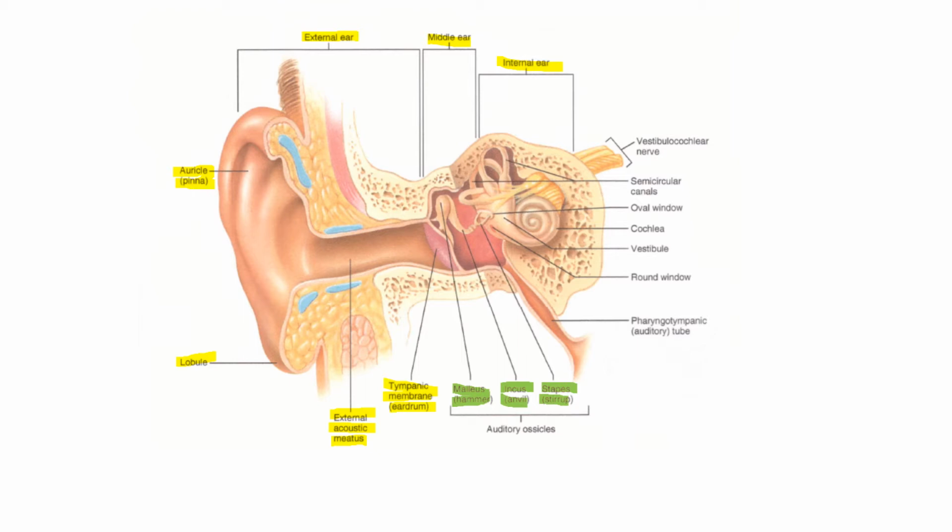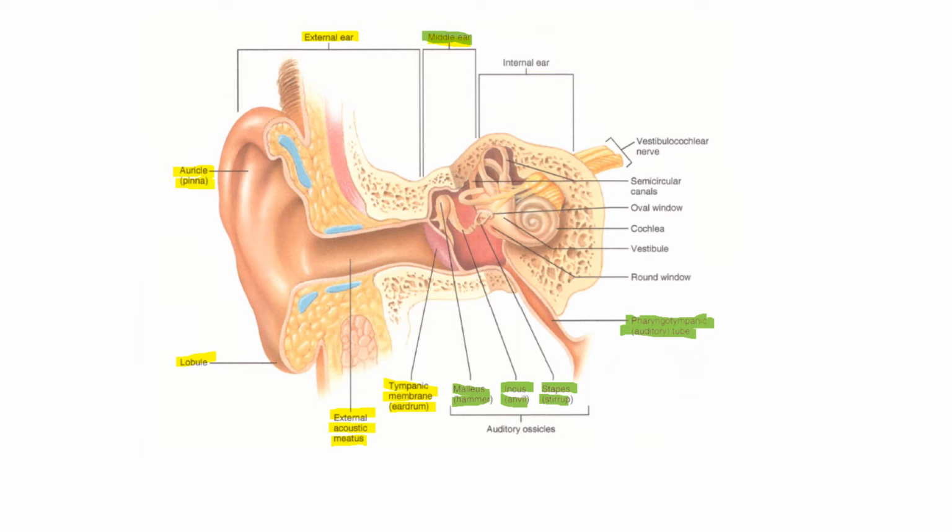And the other structure that we have in our middle ear is our pharyngotympanic tube. Sometimes we call this our auditory tube. Another word for this is also our eustachian tube. So there's sort of three terms there, right? And so again, this would be our middle ear.